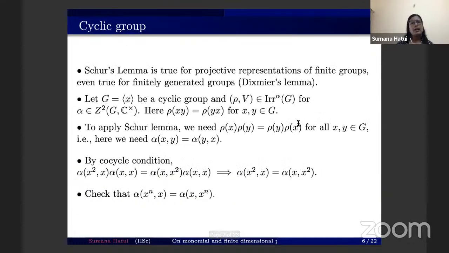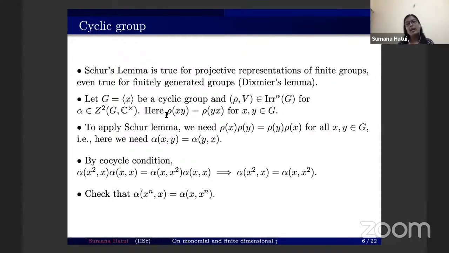So what happens for the cyclic group? As a first example, in the ordinary representation of a cyclic group, we take rho(xy) equal to rho(yx) and break it like that. If rho is an irreducible representation in the ordinary case, then rho(x) is a G-linear map, so by Schur's lemma rho(x) is a one-dimensional representation. Schur's lemma is also true for projective representations, even for finite groups, and even for finitely generated groups. Here cyclic groups means not only finite ones; I am talking about infinite groups also.